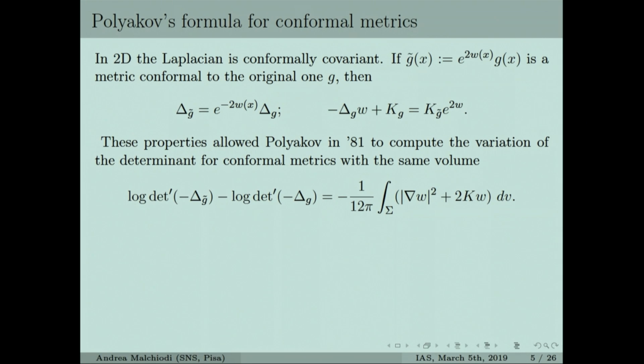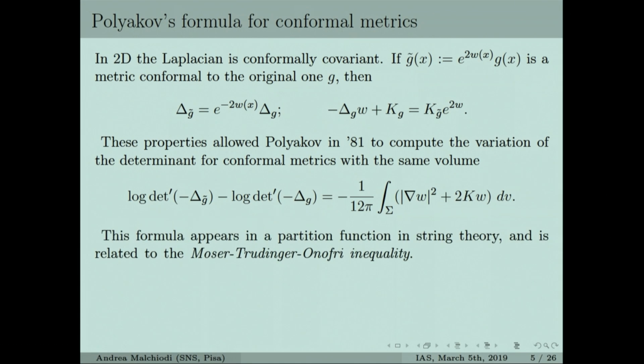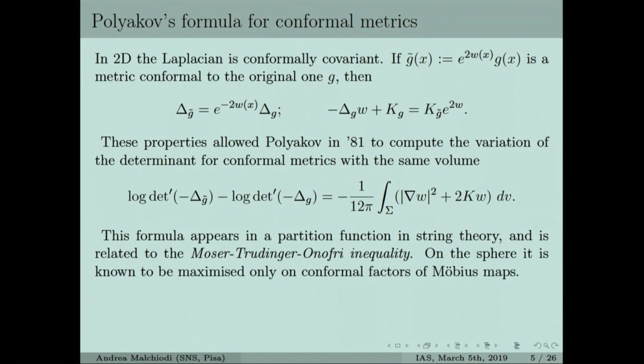W is the conformal factor here. When you write it in exponential form, you have this integral of the Dirichlet energy and this term involving the Gaussian curvature. It has a role in string theory, this action, and it is related to the Moser-Trudinger-Onofri inequality. In fact, if you consider metrics with, say, unit volume, then this action is maximized exactly on conformal factors of Möbius maps. So there is some conformal invariance.